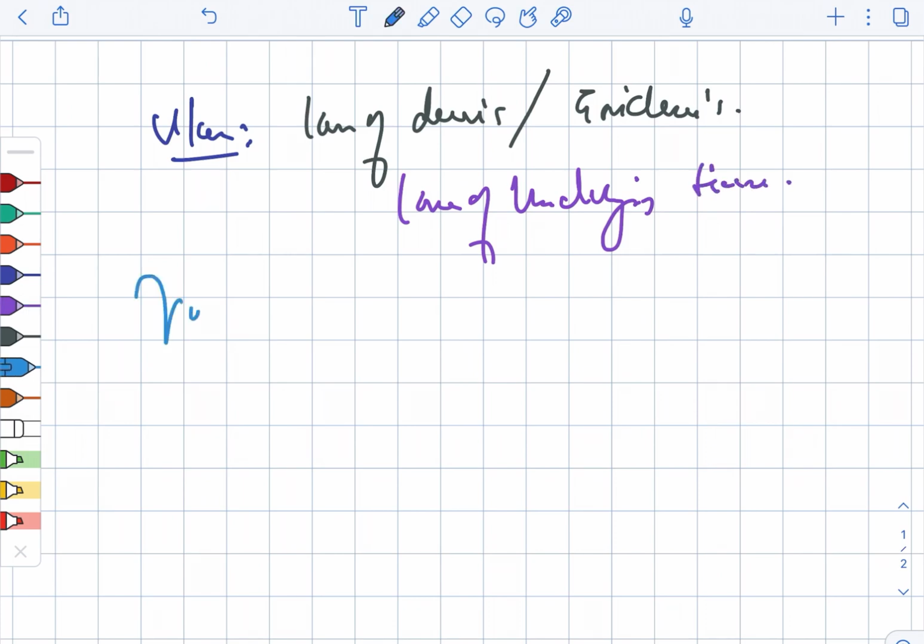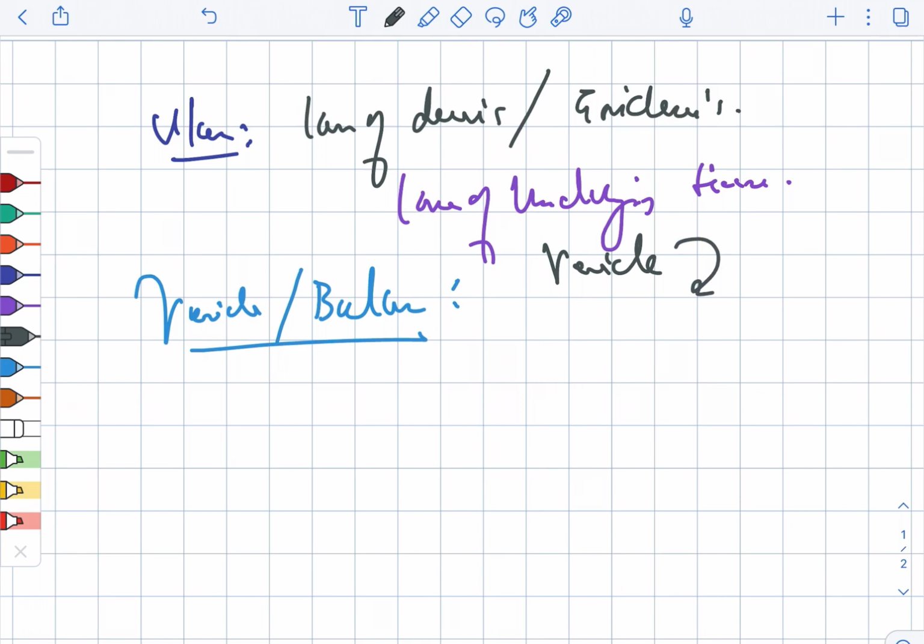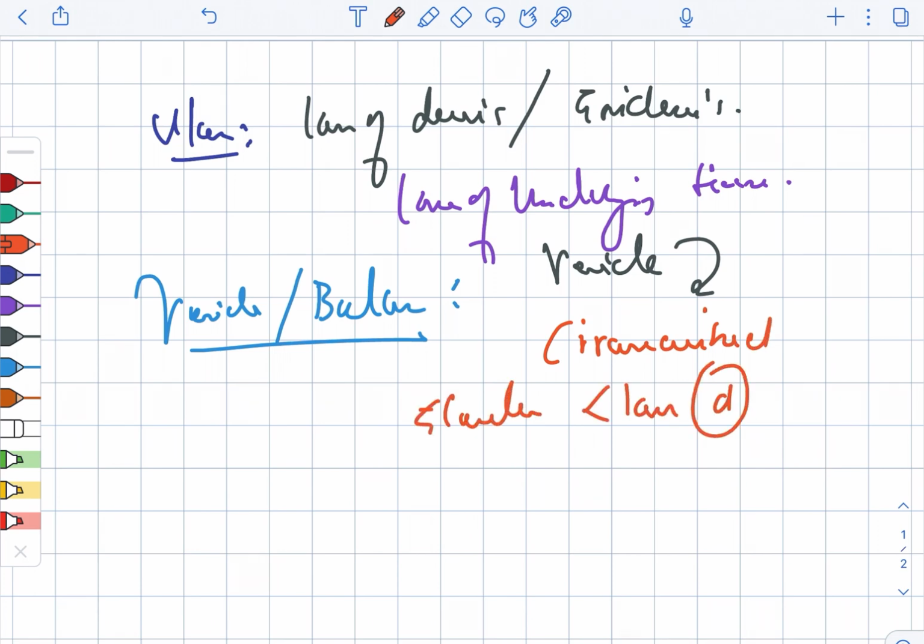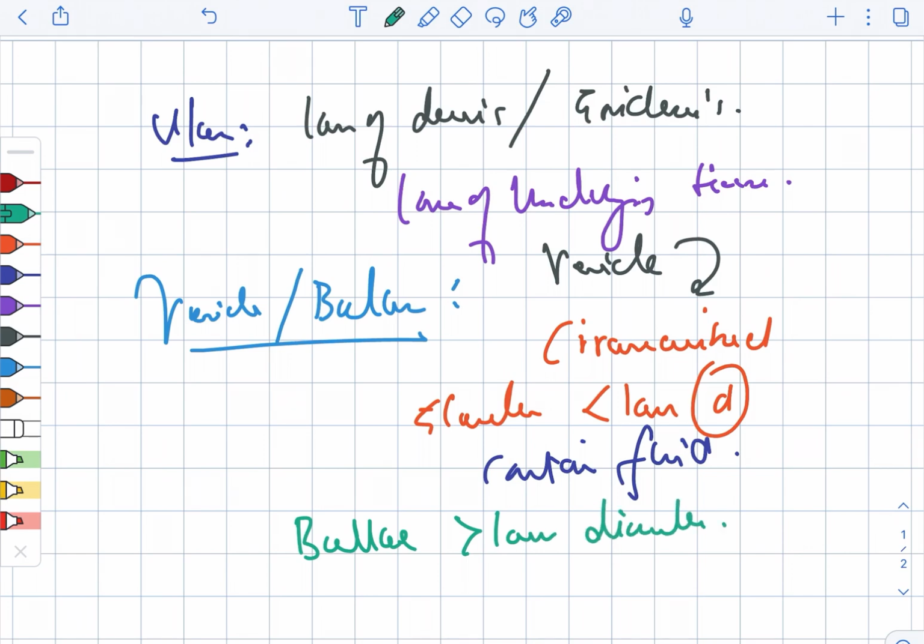Next, what is a vesicle and a bulla? A vesicle is a circumscribed elevation less than 1 centimeter in diameter, and it contains fluid. Then there is something known as the bulla. Bulla is greater than 1 centimeter in diameter.